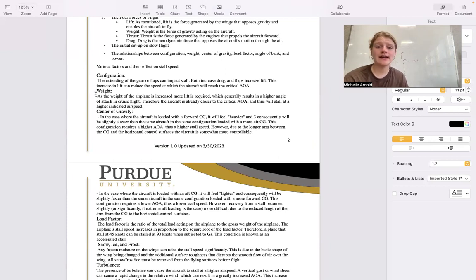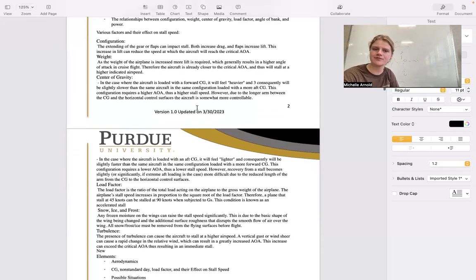Weight, as the weight of the airplane is increased more lift is required. So if we've got more weight, we've got to have more lift to maintain straight and level flight. And this generally results in a higher angle of attack. So if we've got more lift, we're going to pitch the nose up more to create more lift, and that creates a higher angle of attack. And thus the plane will stall at a higher indicated airspeed. So this increases our stall speed.